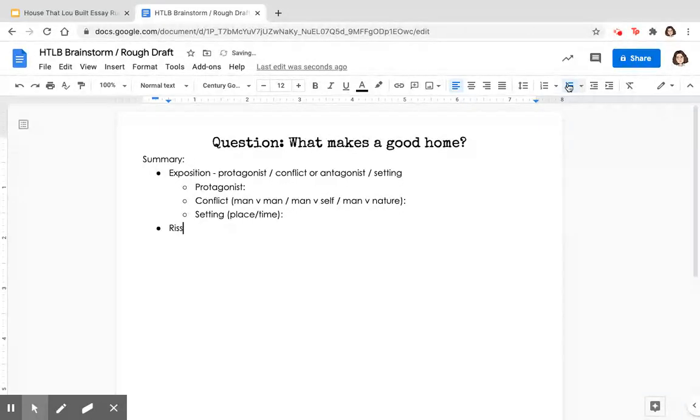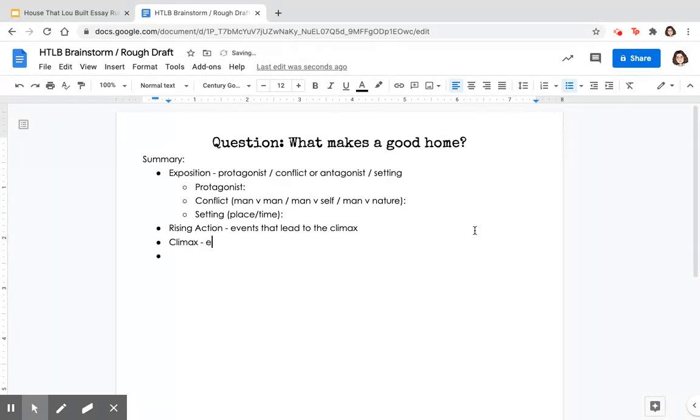Now, the next progression is the rising action, which is the events that lead to the climax. However, first we have to say what the climax is. Doesn't help if we're talking about events leading to the climax if we don't know what the climax is. So we're going to skedoodle down to climax.